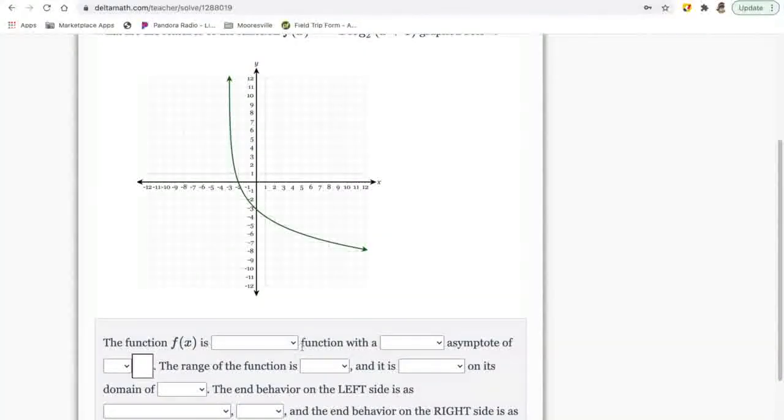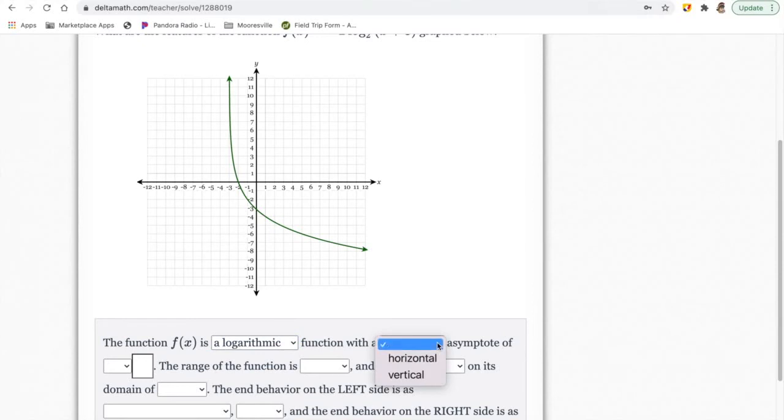So the function f of x is, we'll say logarithmic. It is a function with, is this asymptote horizontal or vertical? Well, if you look at this side, it continues to go gradually down, but this side looks like it's going to go vertical. So it looks like we have a vertical asymptote, and it looks like that vertical asymptote is at -3. So it is a vertical asymptote. Vertical lines are x equals, and this vertical asymptote is at -3.